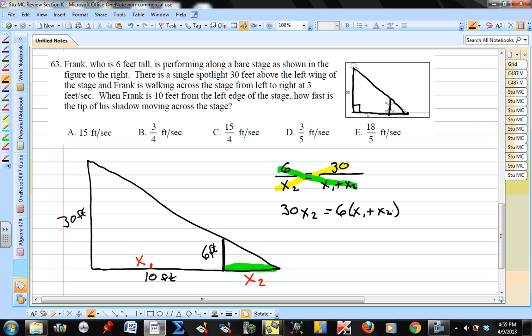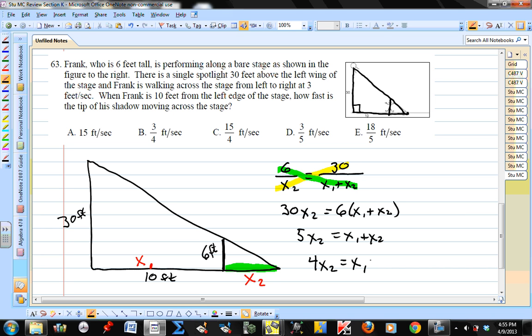Let's divide both sides by 6. So 5 times X sub 2 equals X1 plus X2. We can combine some like terms here. Let's subtract X2 from both sides. 4 times X sub 2 equals X sub 1. Doesn't look like it the way this diagram is drawn. Yeah, maybe it does. All right.